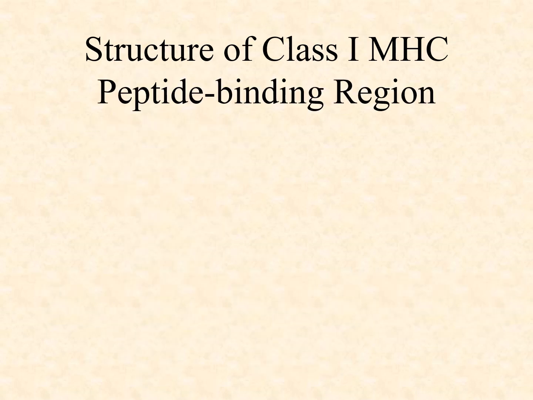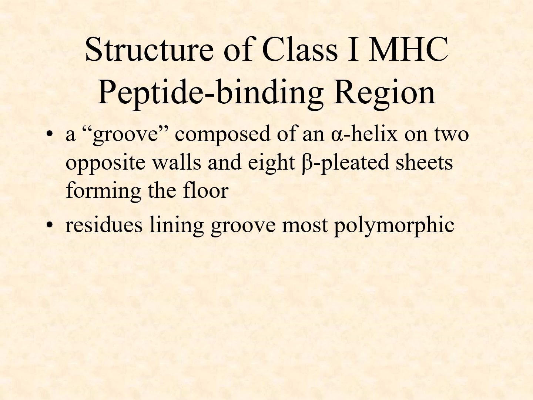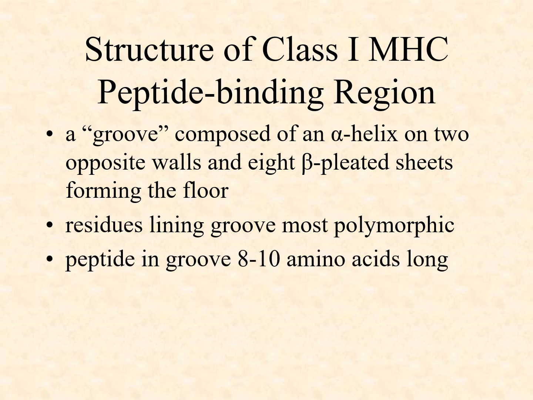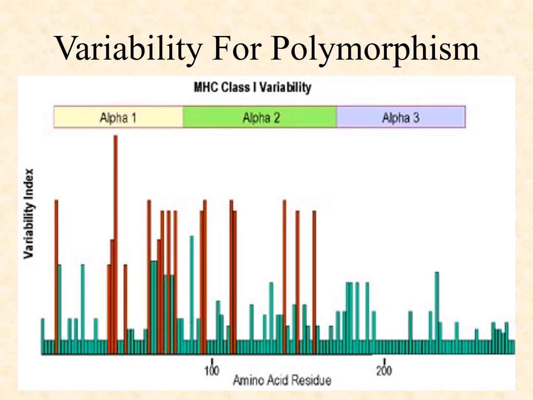Structure of the peptide binding region: a groove composed of an alpha helix on two opposite walls and eight beta pleated sheets forming the floor. Residues lining the groove are most polymorphic. Peptide in the groove is 8 to 10 amino acids long. Specific amino acids on the peptide are required for anchor sites in the groove. Variability of polymorphism.